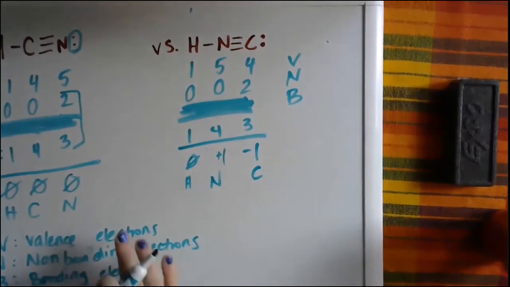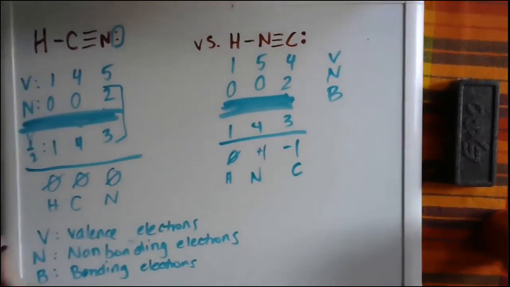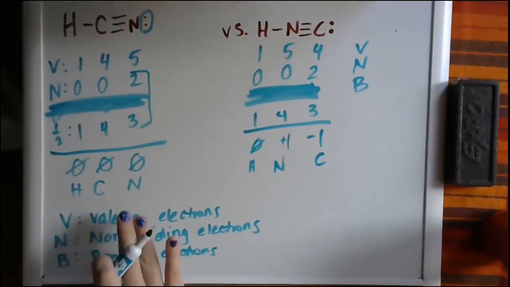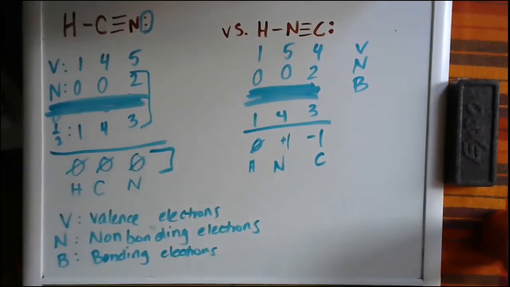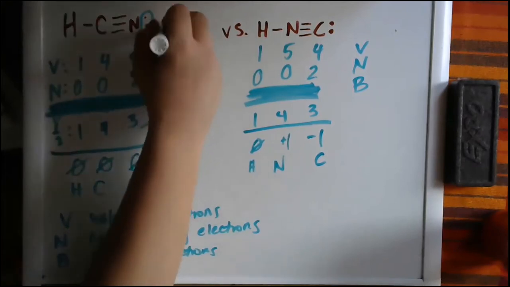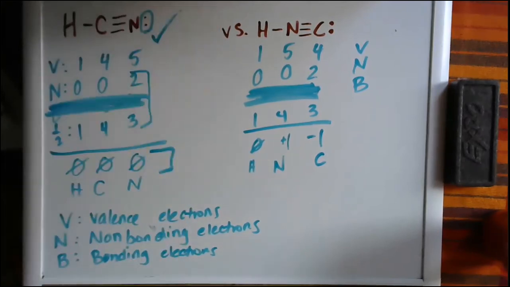Okay, so if we have to determine which structure is better between this structure and this structure, you see all of these zeros here on the formal charges, that structure is better. All right, that is how we're going to evaluate those.